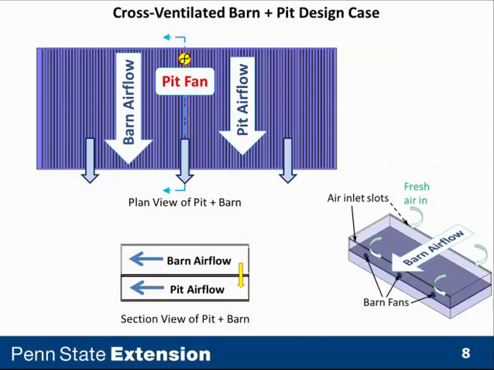So here's just a schematic of our situation. In the top, we have a top view looking down on top of the slotted covered floor. You see the yellow pit fan location and the general direction of the barn airflow. If you look down at the vertical profile down there in the bottom center, our barn airflow is generally from left to right, and our pit airflow is generally from right to left. The yellow arrow indicates the direction of the pit fan ventilation air entering the pit.